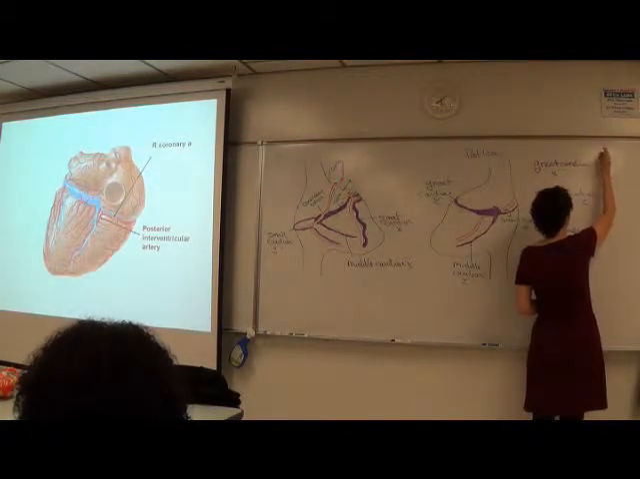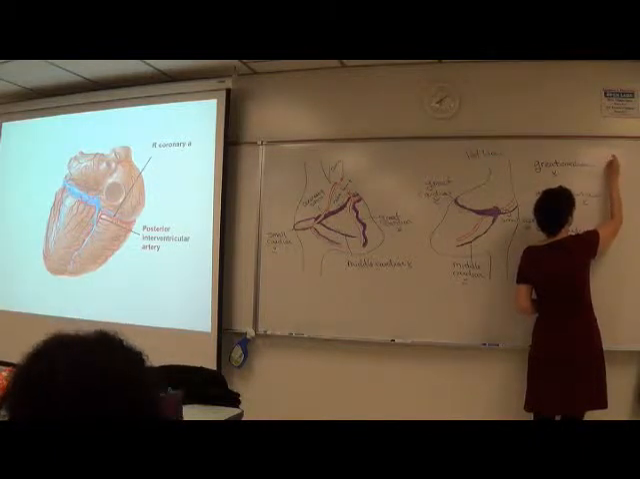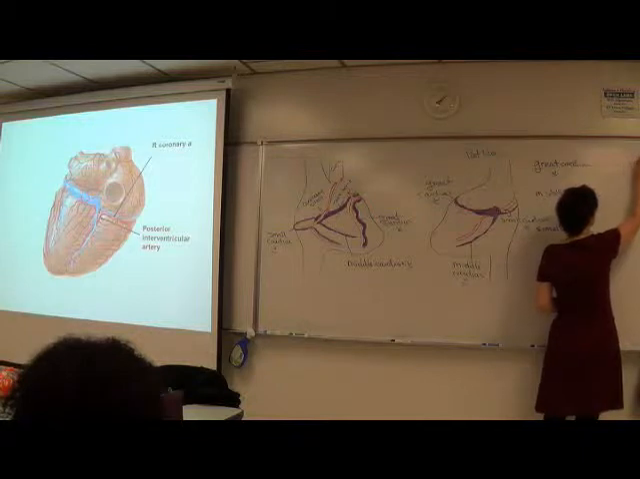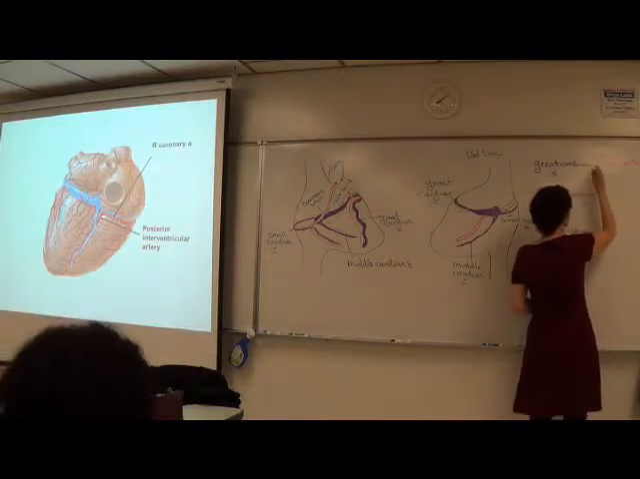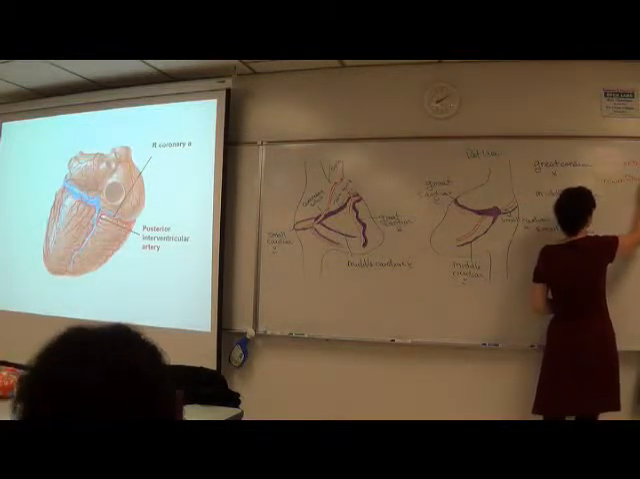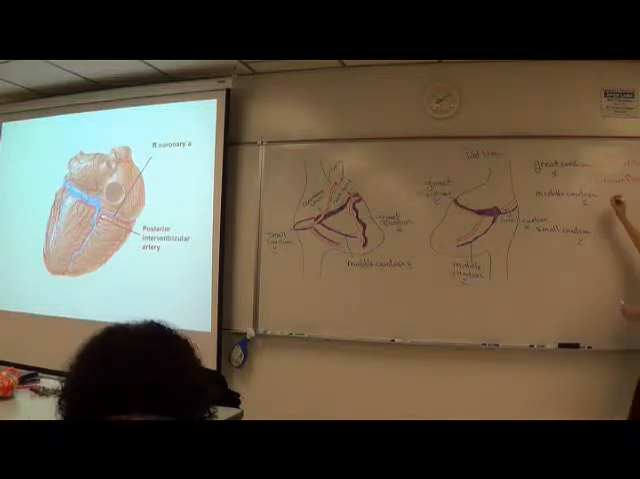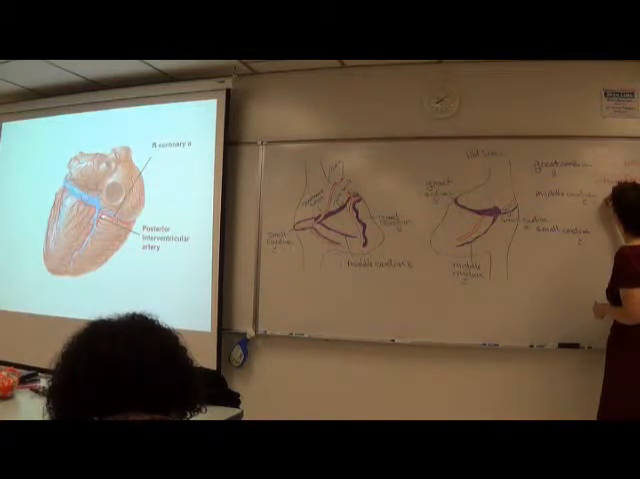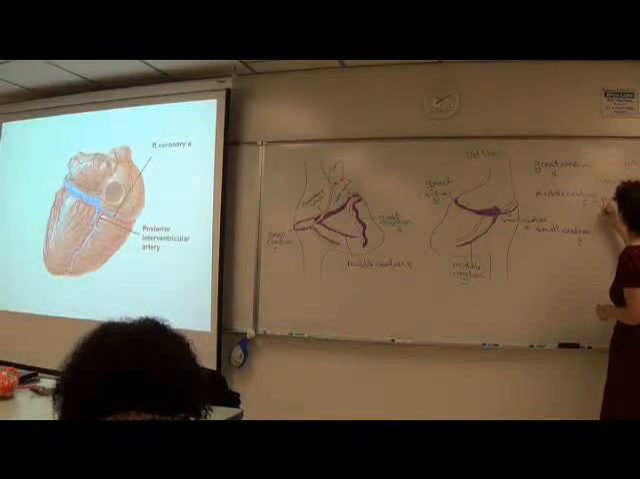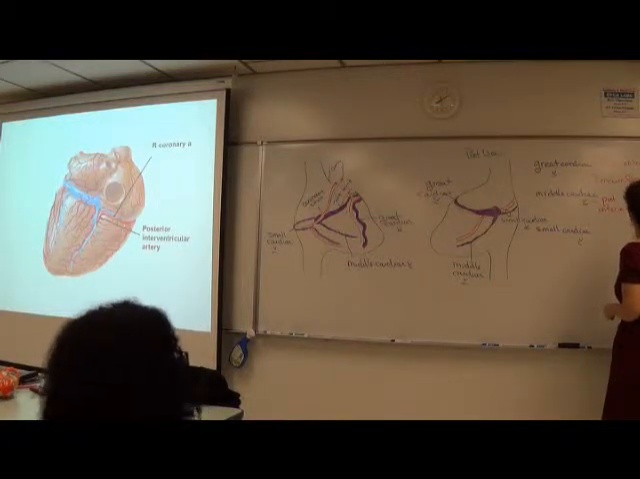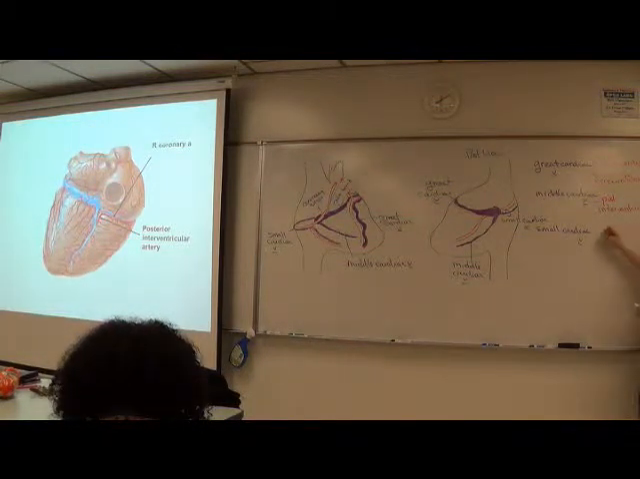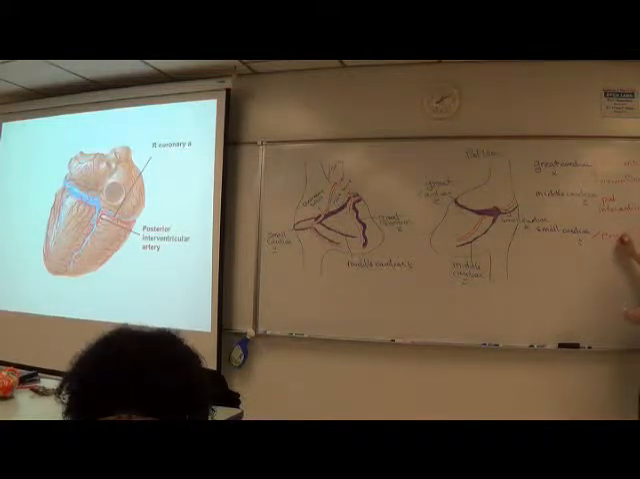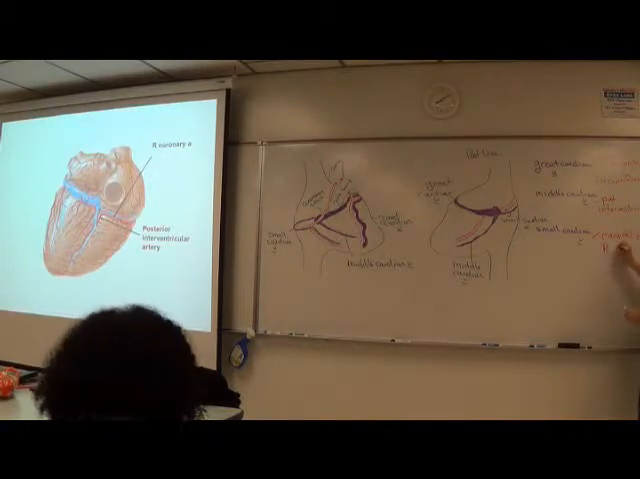The great cardiac vein is going to start out with the anterior interventricular artery, and then it's going to continue with the circumflex. Middle cardiac travels with the posterior interventricular arteries, and small cardiac starts with the marginal, and then continues with the right coronary.